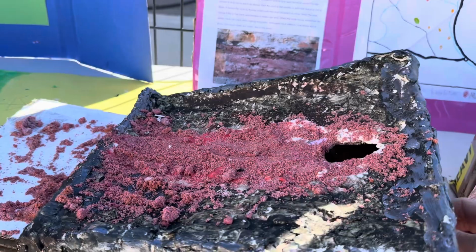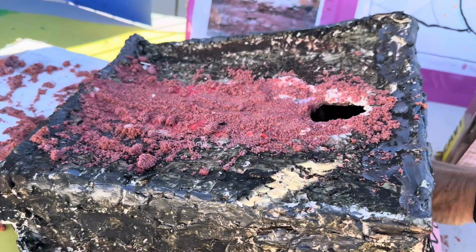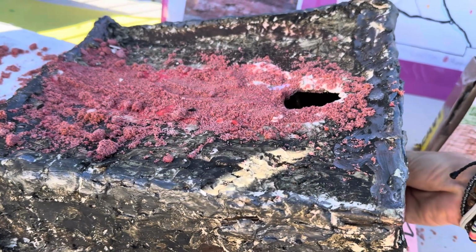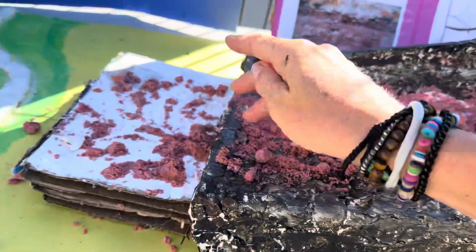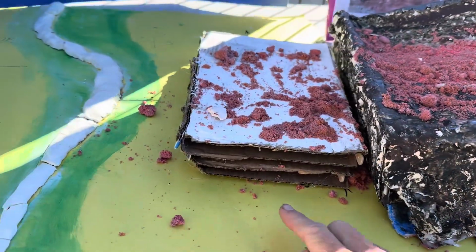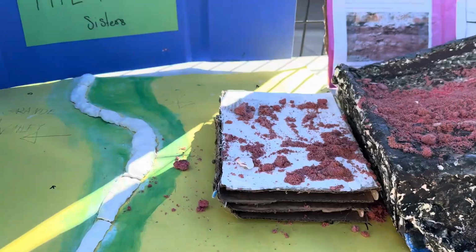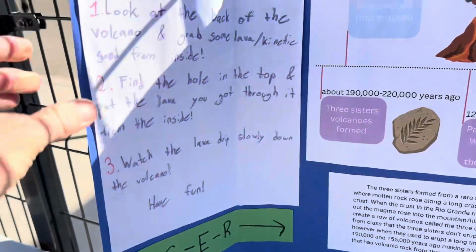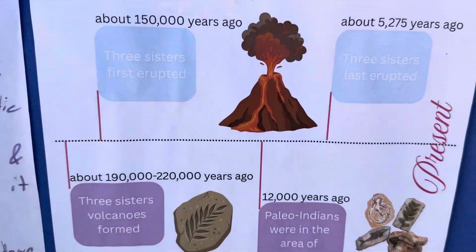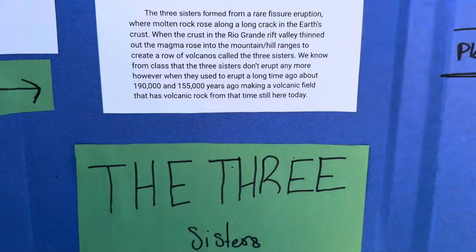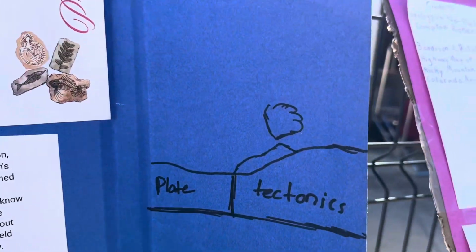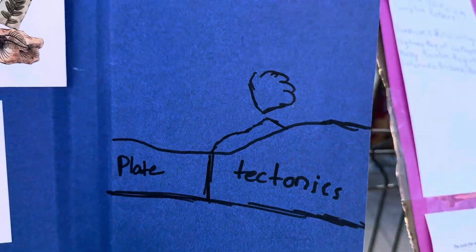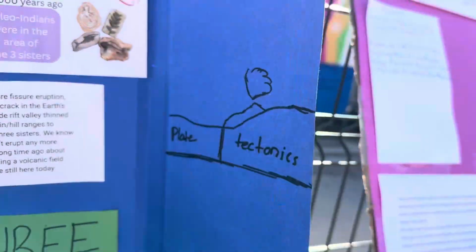And in this one, you can actually take lava and let it fall down, and you can see that it forms a new layer on top of these older layers. So that's showing the law of superposition. And then we have our instructions here. We got our timeline. We got some information about how the Three Sisters formed, and then some plate tectonics. And it looks like it's not quite done.